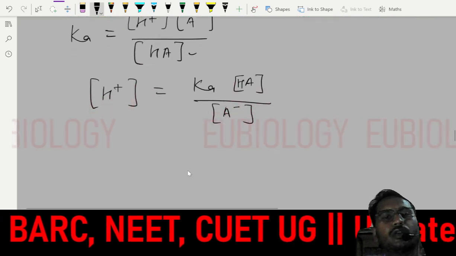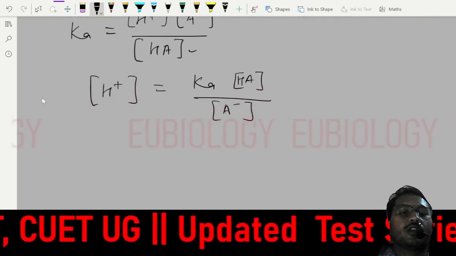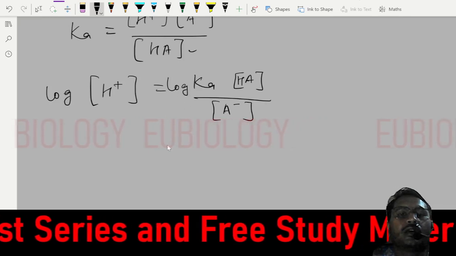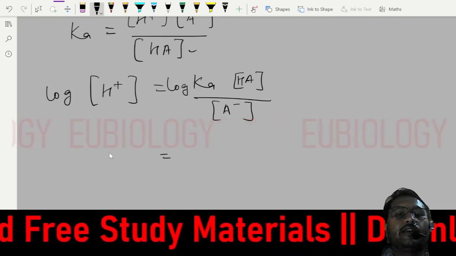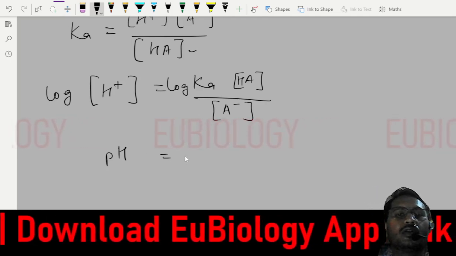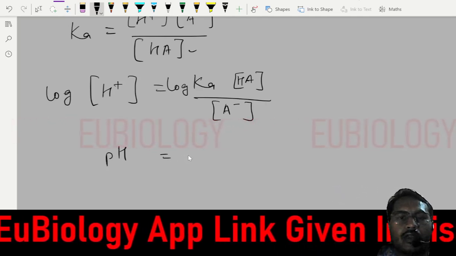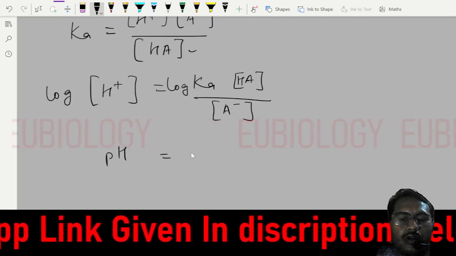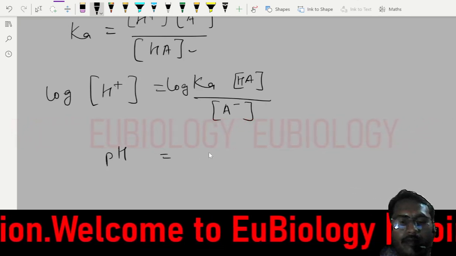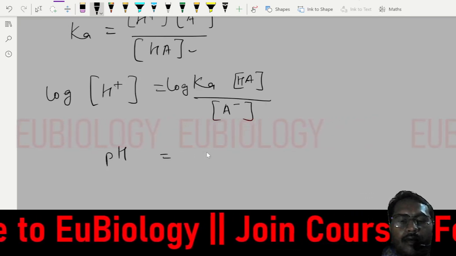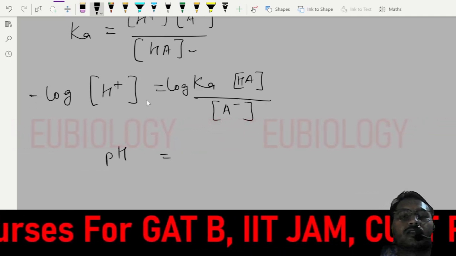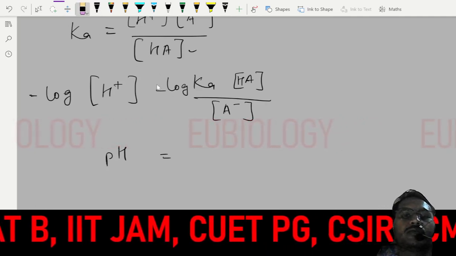So now you put the log on both sides. If I put the log on both this side and this side, then it will become what? It will become pH equal to, okay, am I doing anything wrong? Let me check. No, everything is correct. I just have to put minus log.